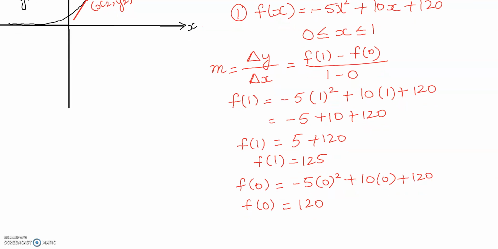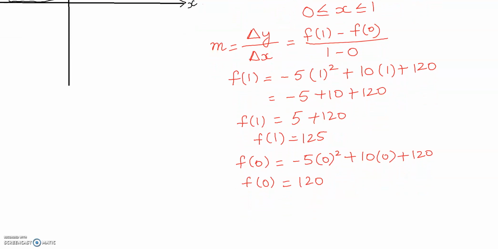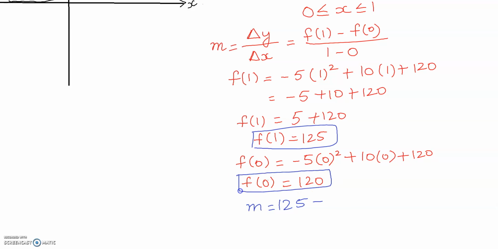So now I can solve for the average rate of change, which I can say m is equal to f of 1, which is 125, so I will take that, minus f of 0, which is 120, I will write that down. And the denominator has 1 minus 0. So 125 minus 120 is 5. 1 minus 0 is 1, so 5 divided by 1 will give me 5.